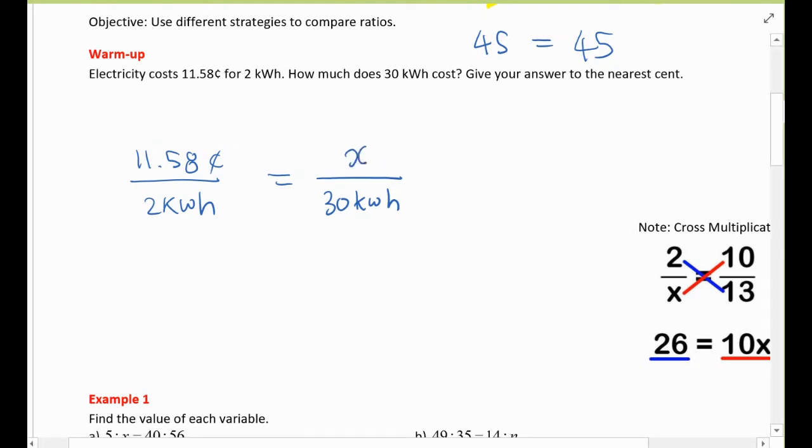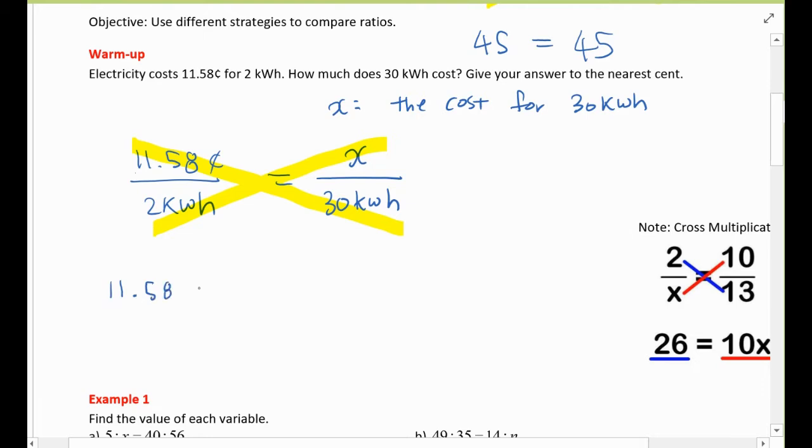Okay, let this be X. And when you use X, I want you to define your X. X is the cost for 30 kilowatt hours. Okay? So we have two fractions. And now we can use cross multiplication. Alright, everyone? So 11.58 times 30 is 2 times X.